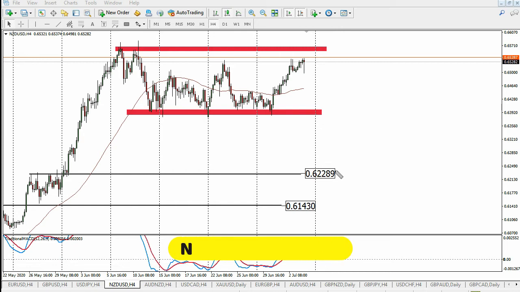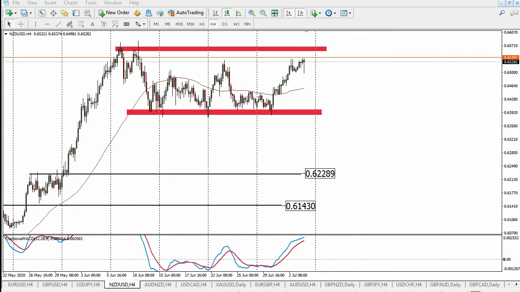So this is the Kiwi USD. As I told you last week, the price may hit this trend line before going downwards, but price broke this trend line and went further upwards. So what will be the next move of Kiwi USD?